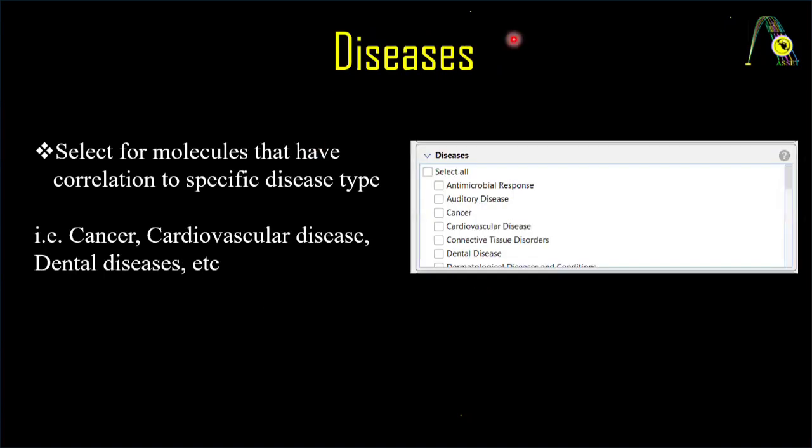And you're also able to select for diseases. So whichever molecules you want in your pathway that have a relation to a different type of disease. For example, if the molecules you want in your pathway have some sort of relation to auditory disease or to cancer or to cardiovascular disease, you're able to include the molecules or nodes that have a relationship to those specific types of disease, okay?